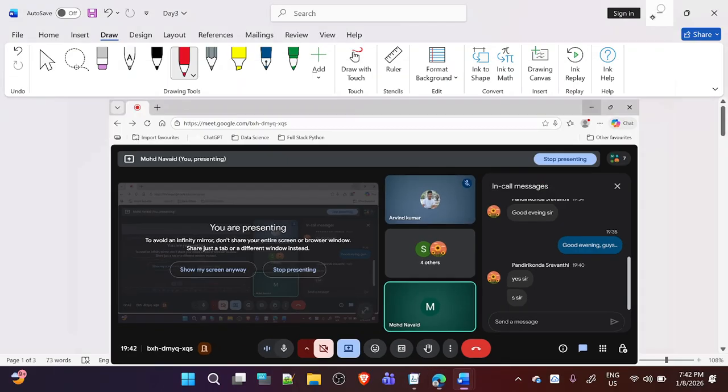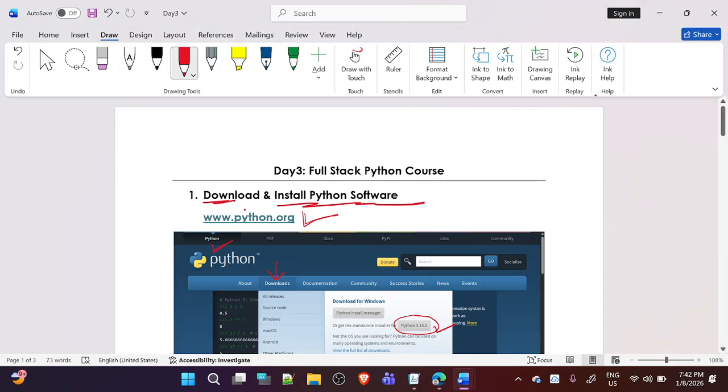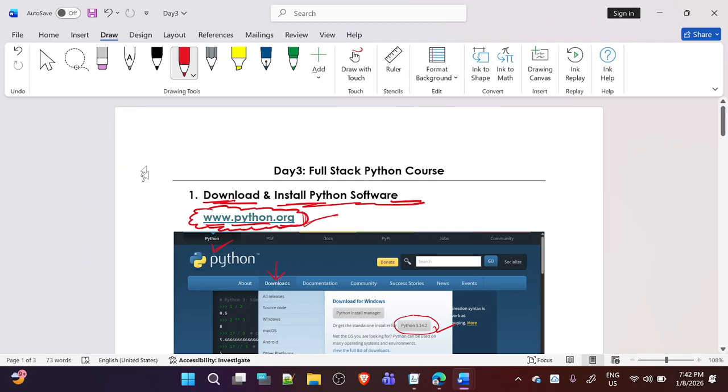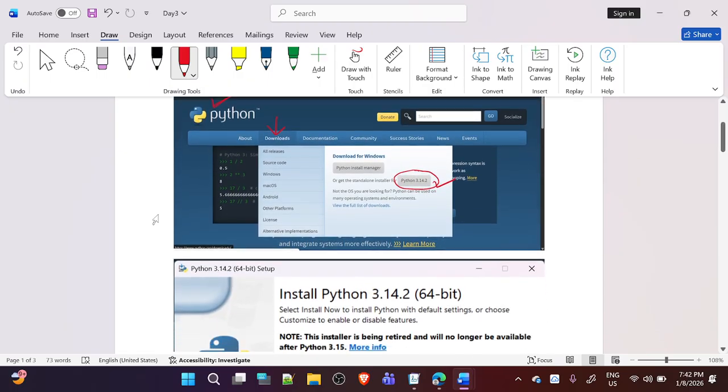Yes, okay, thank you. So in order to install the Python software, we need to go to the Python official website. What is the Python official website? www.python.org, right? From this website we can download the Python software.